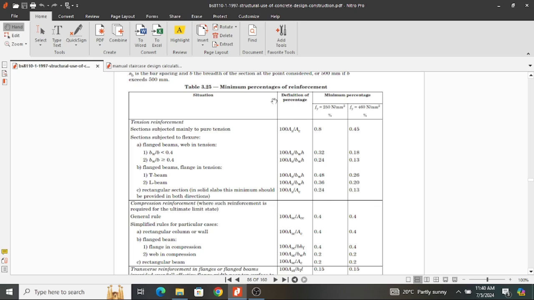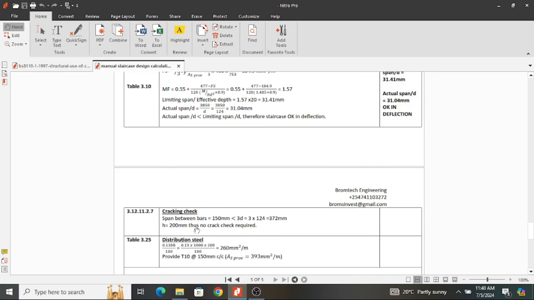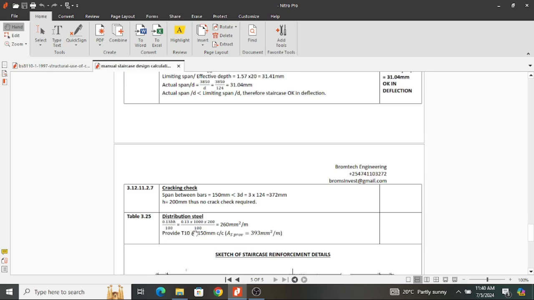So you take the definition of percentage and apply the minimum percentage, and you're going to get what you require. If you apply that into the formula, you're going to get 260 millimeters squared per meter. If we provide 10 millimeter bars spaced at 150, center to center, they'll give us an area of steel of 393 millimeters squared per meter. Therefore, this is safe against that minimum reinforcement. So we provide 10 millimeter bars spaced at 150 millimeters center to center.